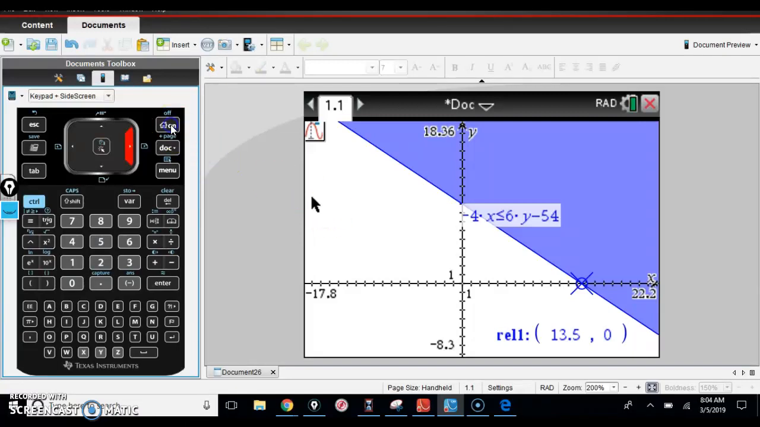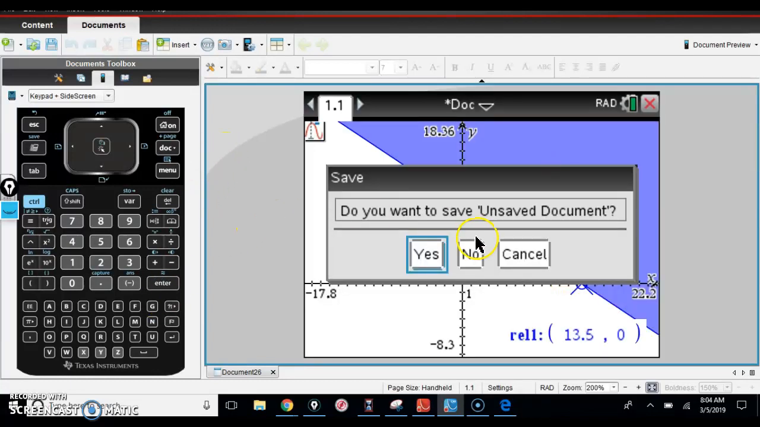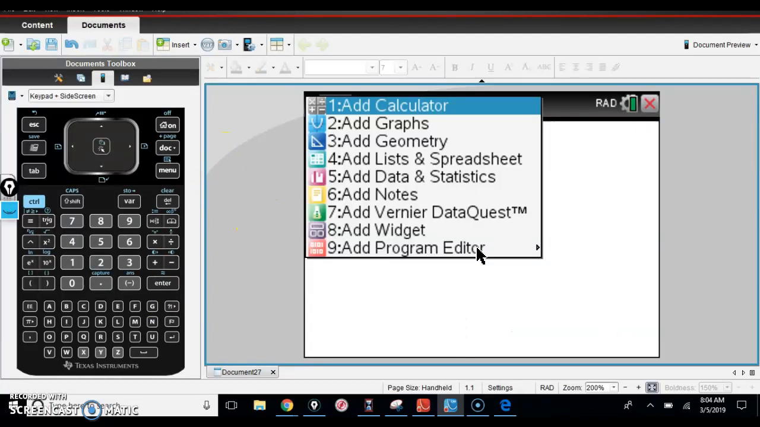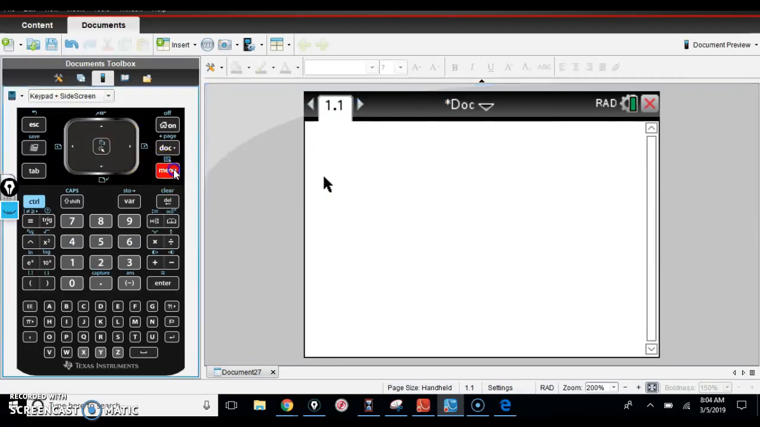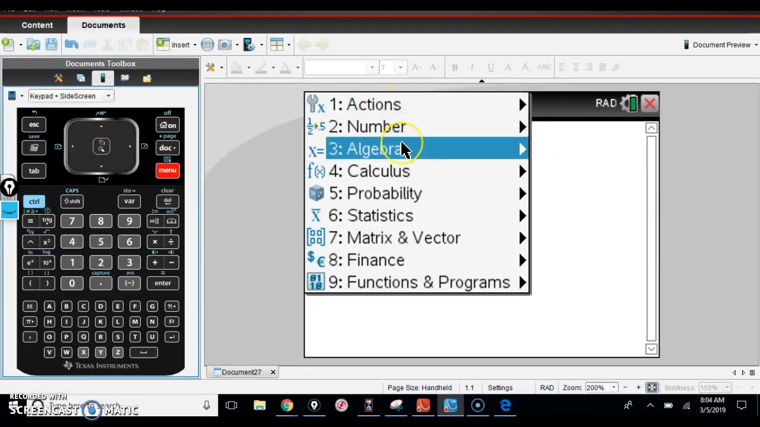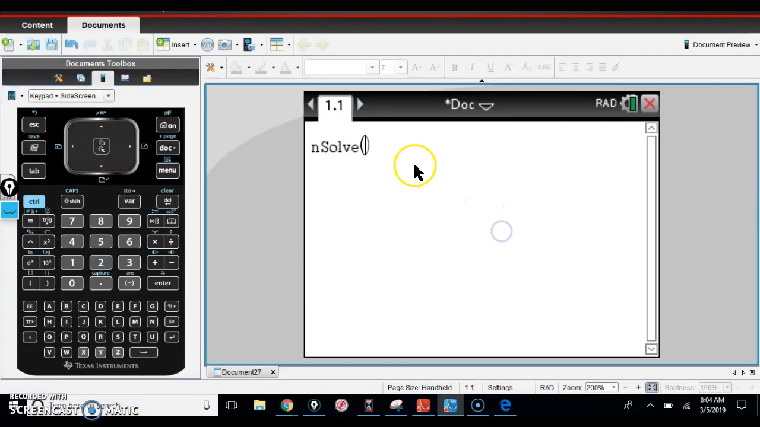Okay, so I want to talk about how to use nsolve and also how to solve for systems. I had showed you already how to graph systems. I'm going to show you how to do it just like using sort of like an nsolve. So you put add calculator, and then everything that you want to access will always be from your menu. You're going to be using algebra, and you're going to go ahead and put numerical solve.